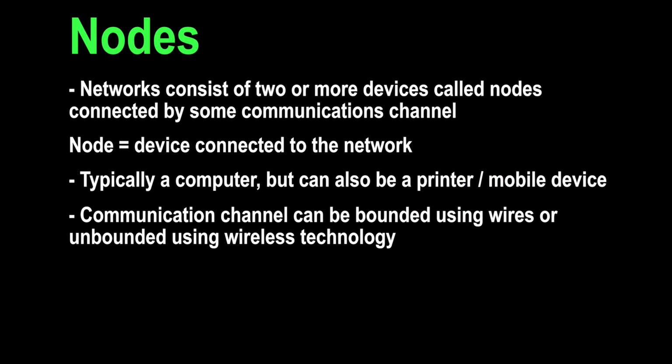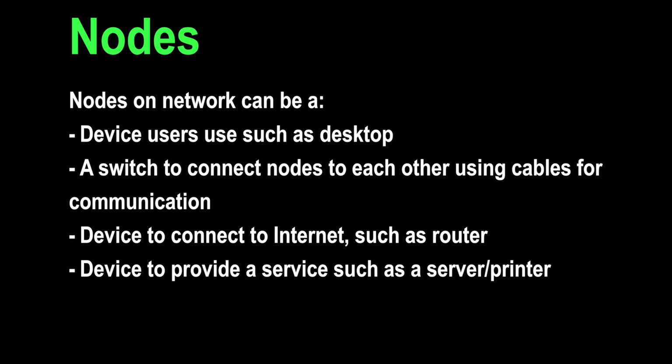Networks consist of two or more devices called nodes, which are connected by some communications channel. A node is a device connected to the network, and is typically a computer but can also be a printer or mobile device. The communications channel can be bounded using wires or unbounded using wireless technology. Nodes on a network can be a device users use such as a desktop, a switch to connect nodes to each other using cables for communication, a device to connect to the internet such as a router, or a device to provide a service such as a server or printer.